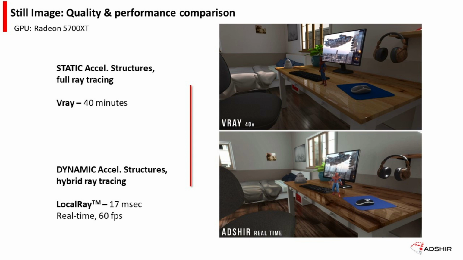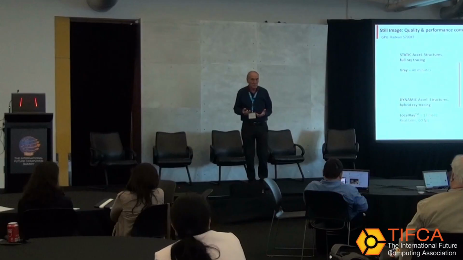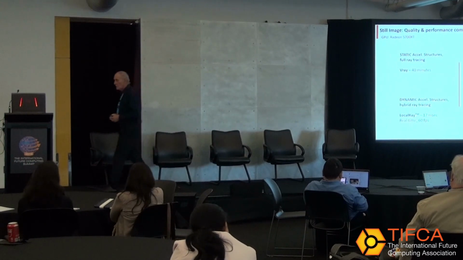Non-animated, static pictures. Now, the upper picture is generated by V-Ray. V-Ray is a leading ray tracing software, and it took 40 minutes to generate it. The other one down there is by Adshir, by Local Ray, that's the name of the ray tracer. And this is done in 17 milliseconds, which means this is real time, 60 frames per second. This is the difference. So the quality is more or less the same.